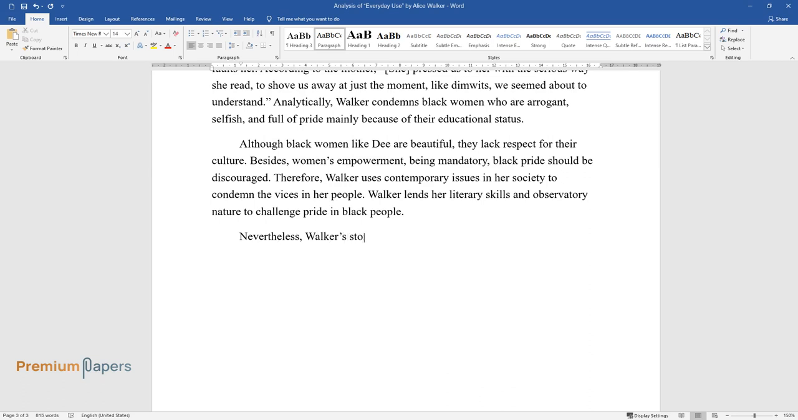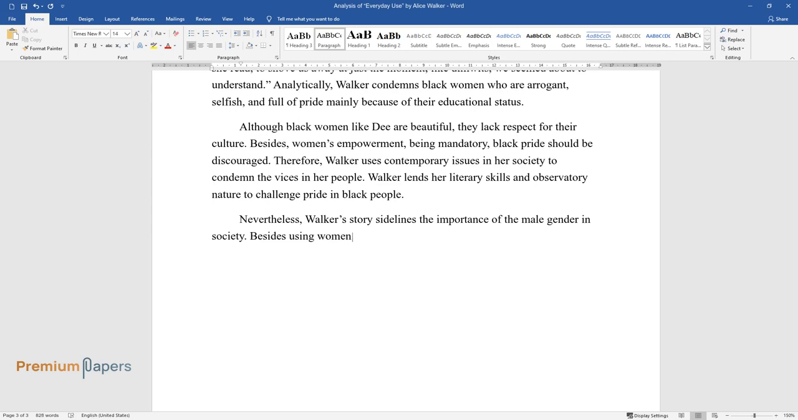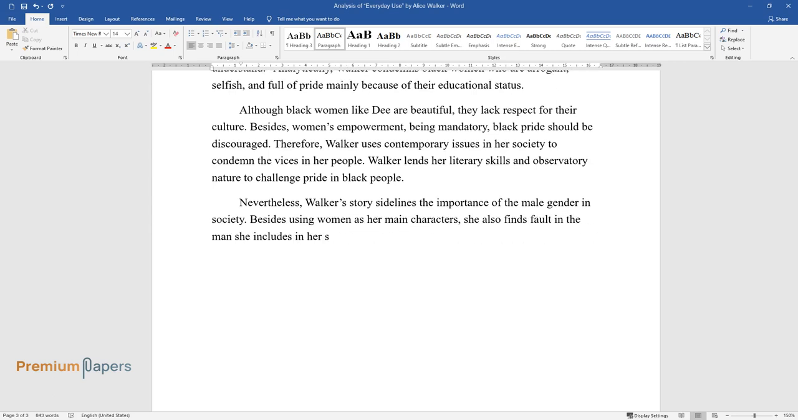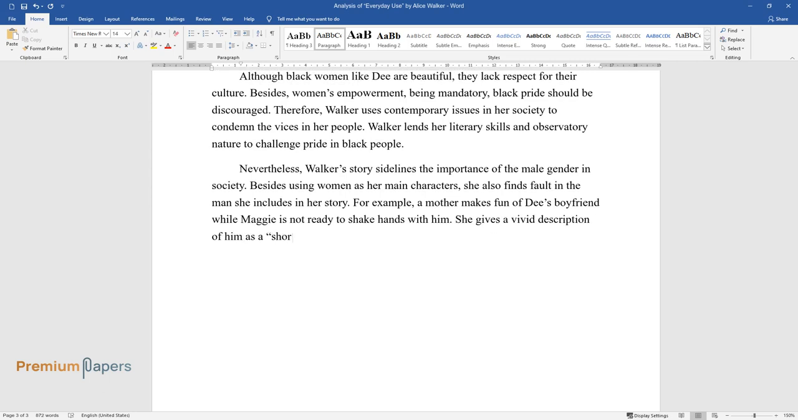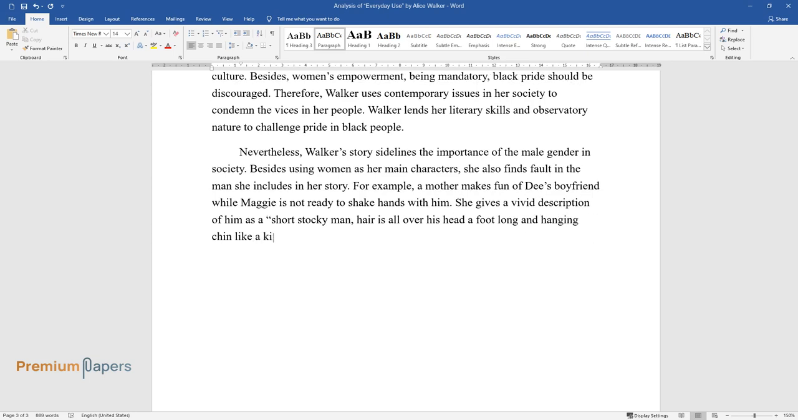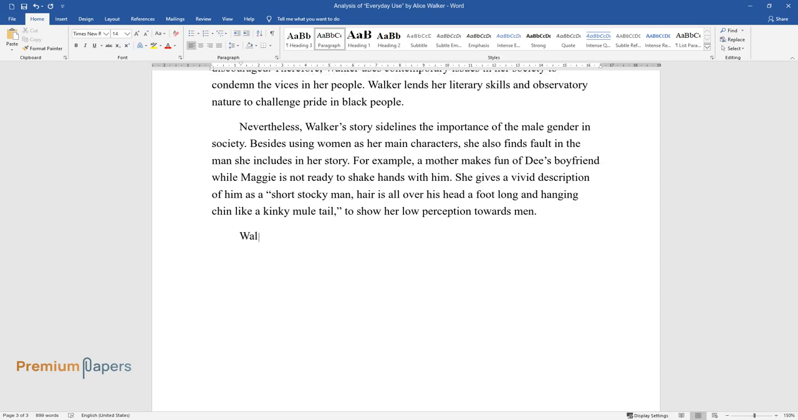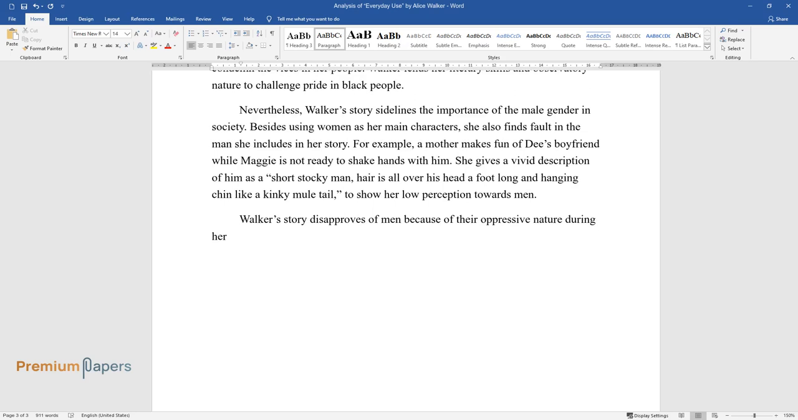Nevertheless, Walker's story sidelines the importance of the male gender in society. Besides using women as her main characters, she also finds fault in the men she includes in her story. For example, a mother makes fun of Dee's boyfriend while Maggie is not ready to shake hands with him. She gives a vivid description of him as a short, stocky man. Hair is all over his head, a foot long, and hanging like a kinky mule tail, to show her low perception towards men. Walker's story disapproves of men because of their oppressive nature during her contemporary times.